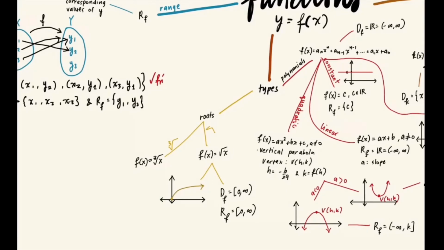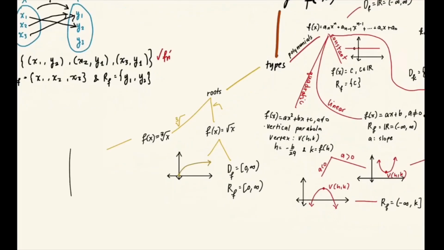Since the degree is odd, the index is odd, it can take any possible values, because this is just the inverse of x cubed. So the x cubed can take any value of x, and the sign will be retained. So it's okay for it to be negative. So, this is the graph of the function, the cube root of x.